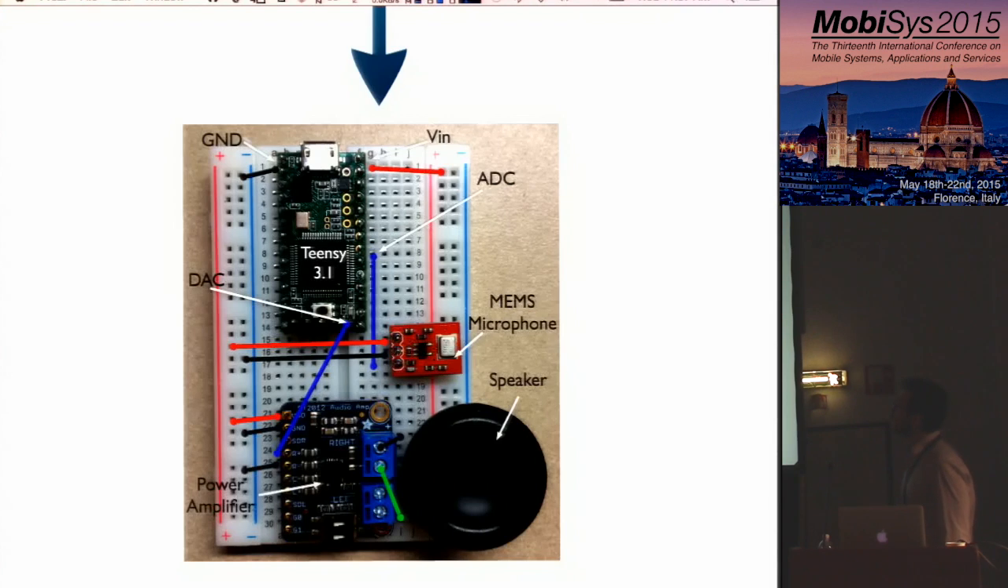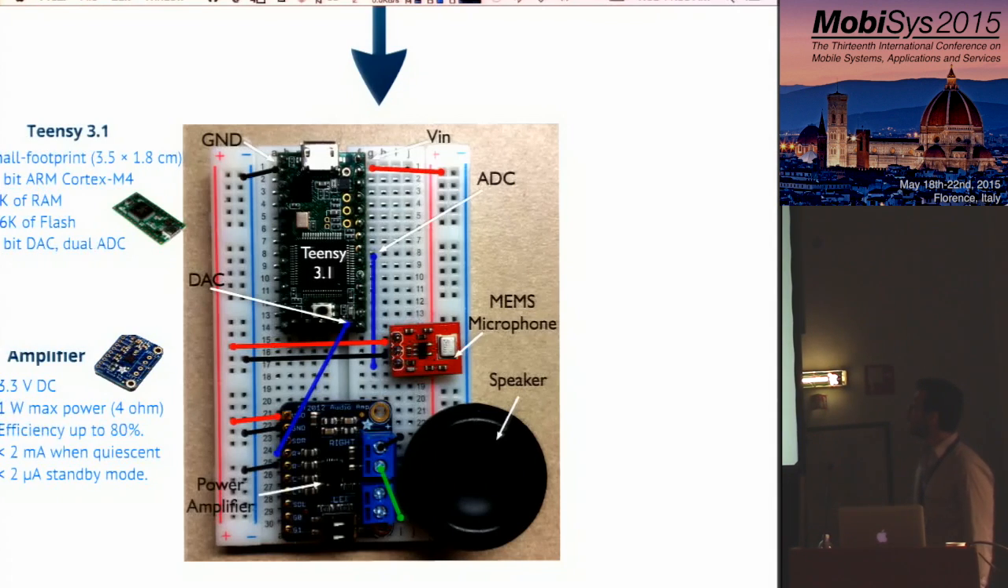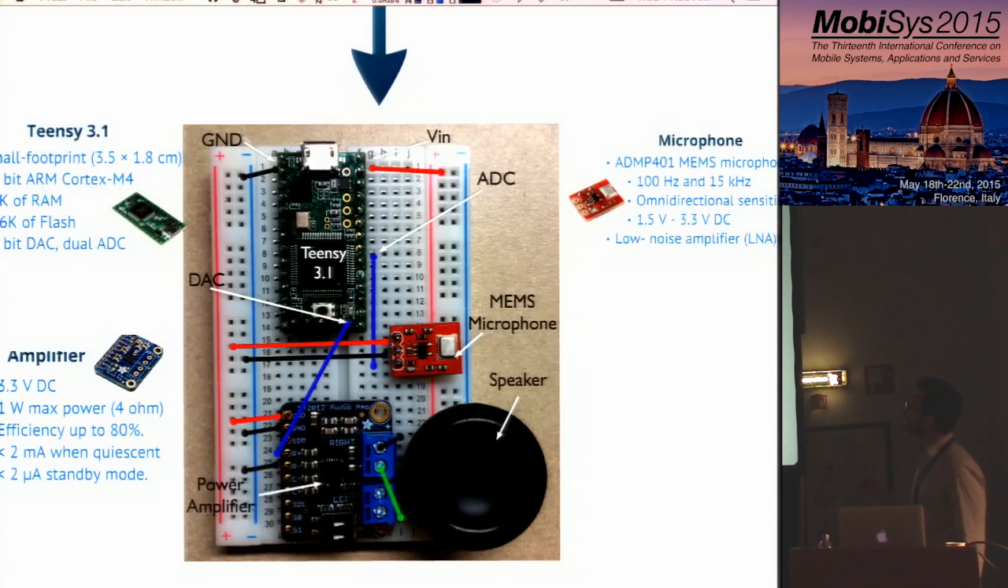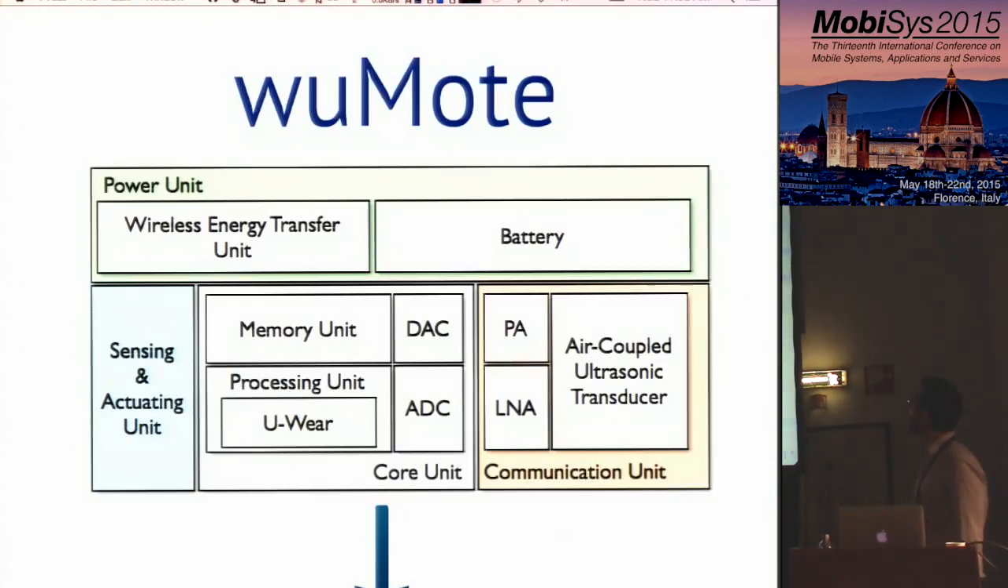This is a picture of our implementation on a breadboard. Here the core unit, so processing and memory, is implemented using the TinyCircuits TNC 3.1 platform, which is a very tiny development board that embeds an ARM Cortex-M4. We have a power amplifier. Then we have a MEMS microphone, and on the board we also have a low noise amplifier. And finally we have the speaker, which is the one actually producing the ultrasonic waves.